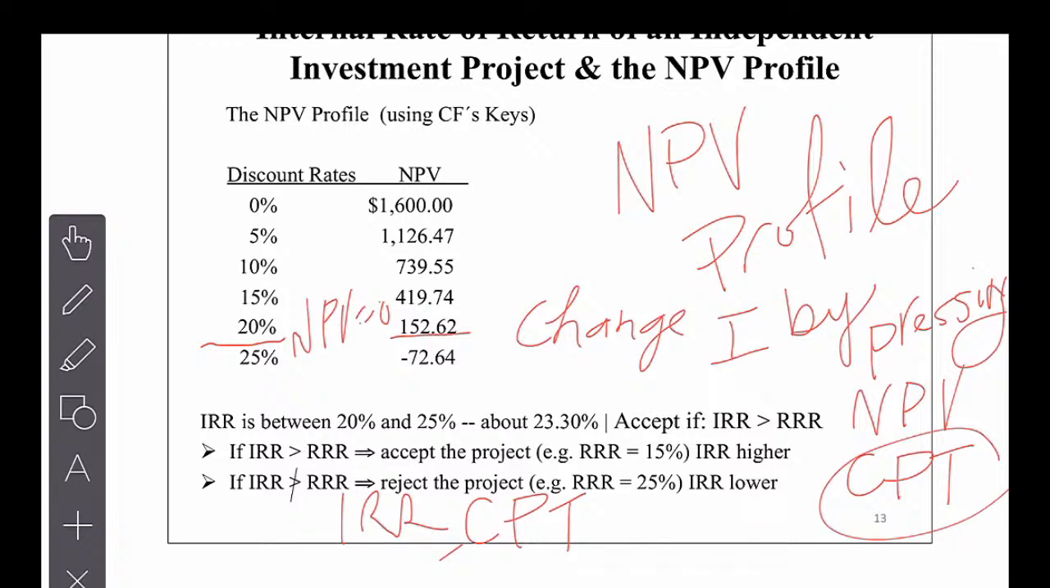Why is there only one NPV? I was saying NPV. Why is there only one NPV equals 0? NPV equals 0 here and nowhere else.